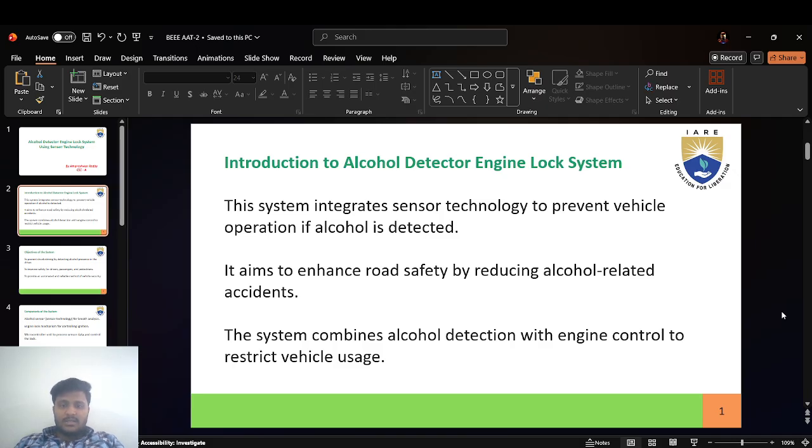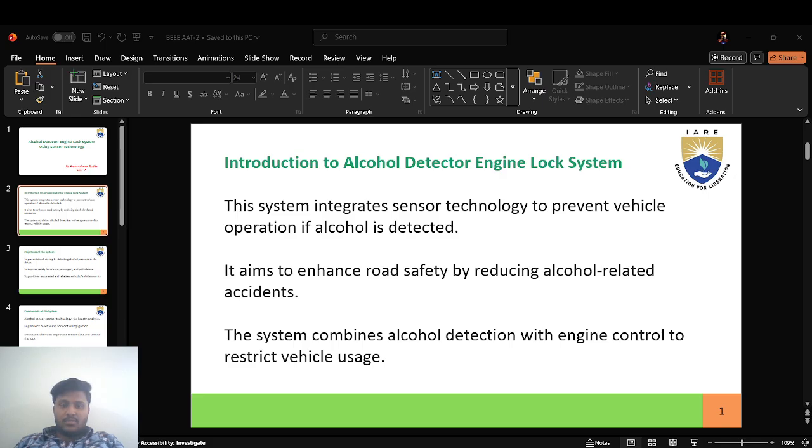Introduction to alcohol detector engine lock system. This system uses special sensors to check whether the driver has alcohol in his breath. If the sensor detects alcohol, it immediately sends a signal to the vehicle's engine system. Because of this signal, the vehicle will not start or will be stopped from running, depending on the design.